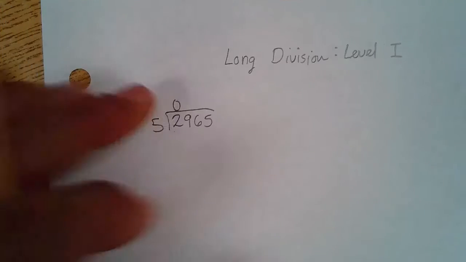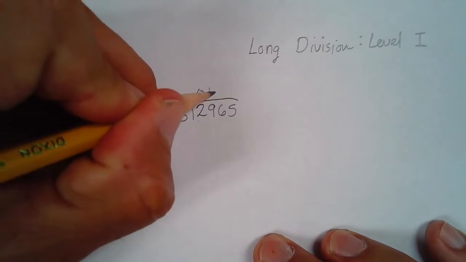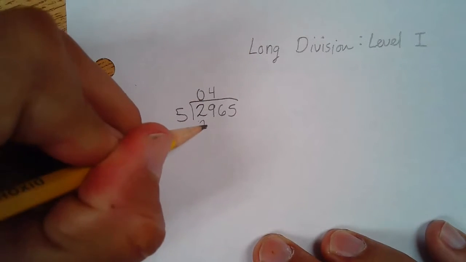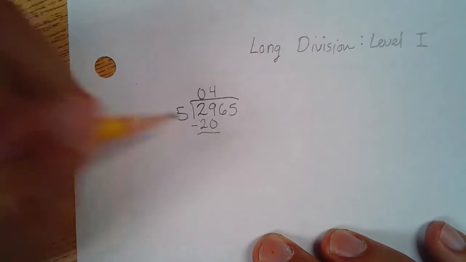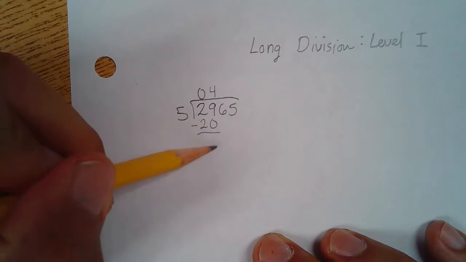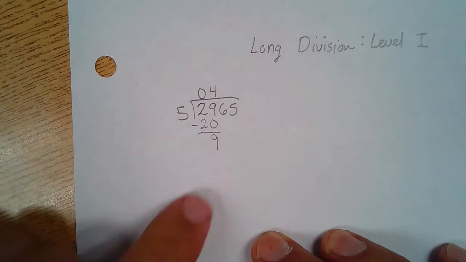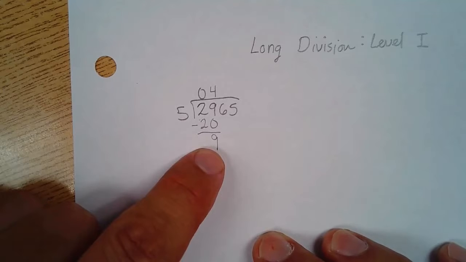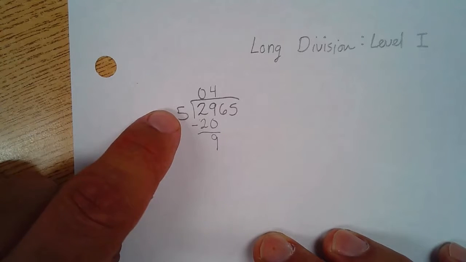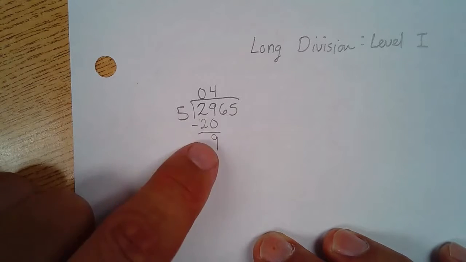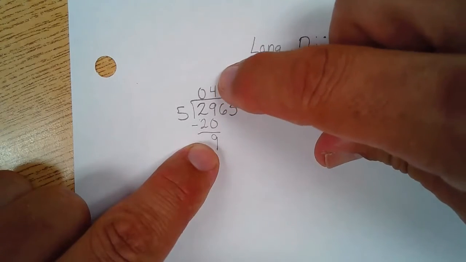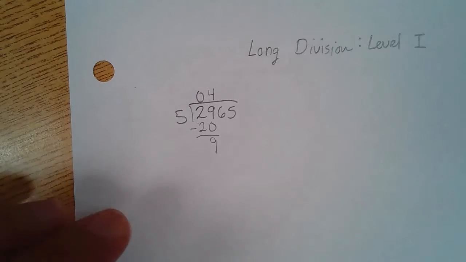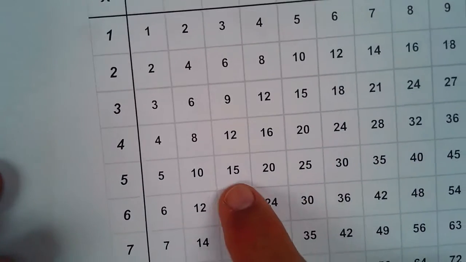So I put 4. Now, this is going to be wrong, and I'm going to show you why. 5 times 4 is 20, and now I subtract, and 29 minus 20 is 9. Now, this result has to be smaller than the number I'm dividing by. If it's not, that tells me I'm on the wrong track. This number has to change to a higher number, so I have to choose a closer number.